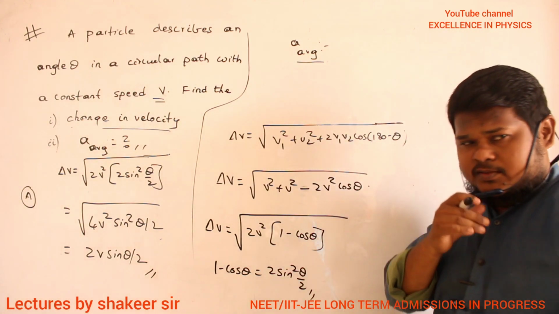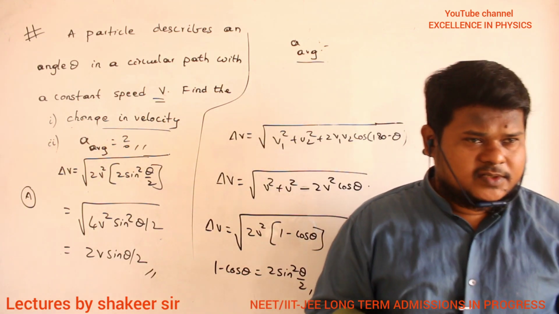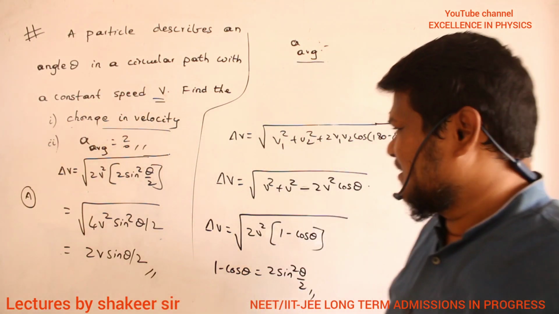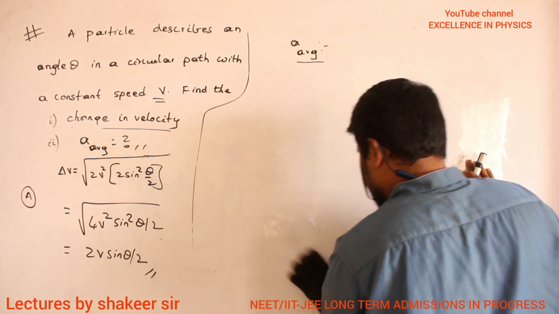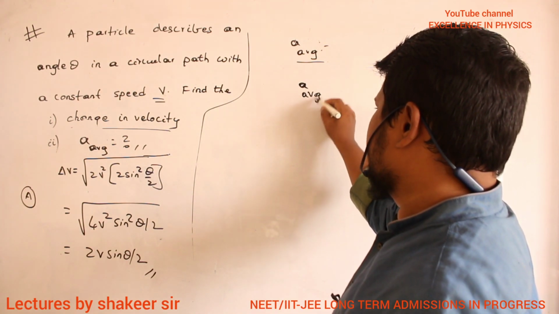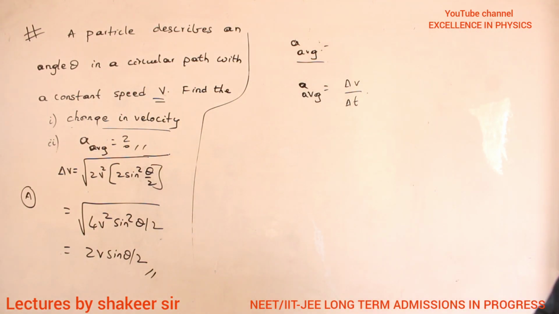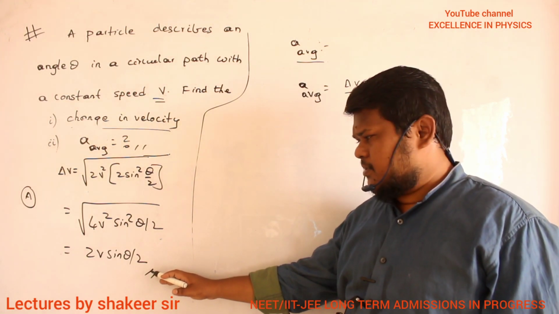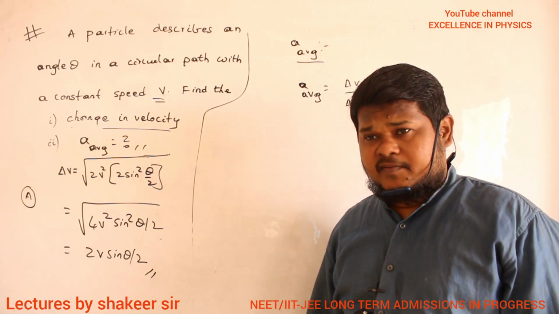Anybody, can you say? So the average acceleration definition: total acceleration divided by time taken. That's all. Total change in velocity, sorry. So total change in velocity divided by total time. Okay? So average acceleration can be written as change in velocity divided by time taken. That's all. So the change in velocity I have already calculated. What is the change in velocity? 2v sine theta divided by 2. That I have calculated.